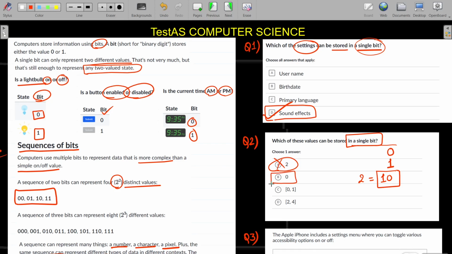Yes, 0 can be written with a single bit. 0 or 1 are possible values for a single bit. So this should be our answer. 0, comma 1, right? A single bit cannot represent a sequence of data. This is the sequence of data, 0 and 1, the list. Both cannot be written as a single bit. 2 and 4 similarly are not possible. So our answer should be B.